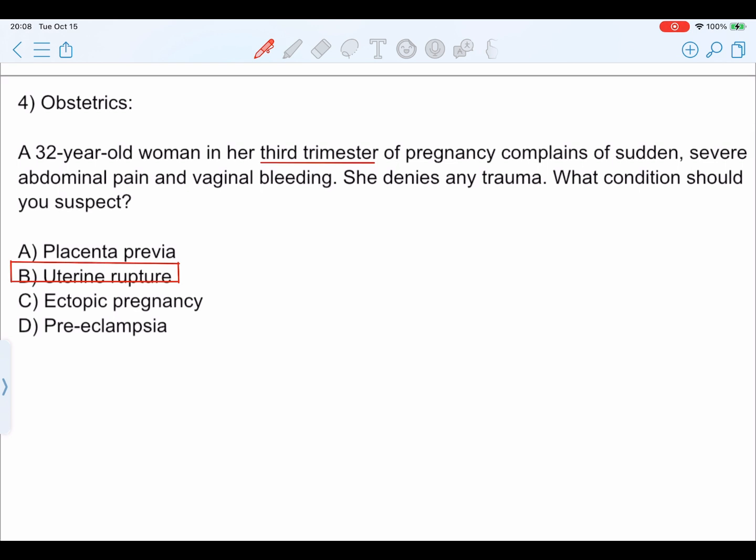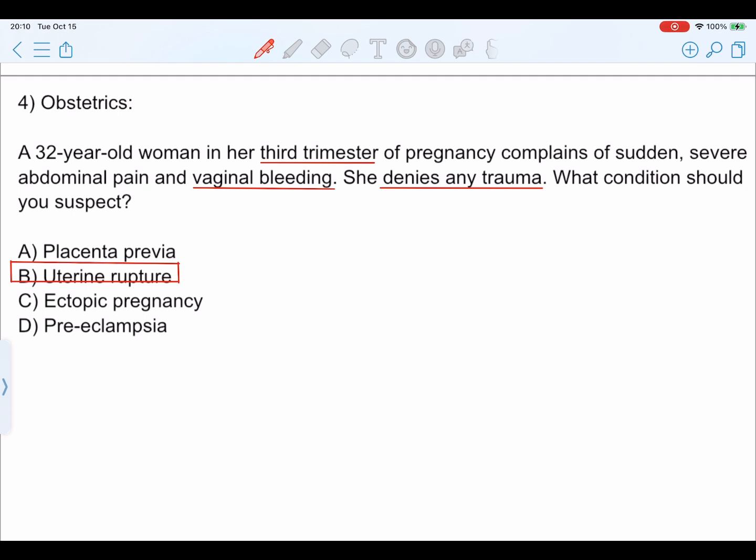Okay. A 32-year-old woman is in her third trimester of pregnancy, complains of a sudden severe abdominal pain and vaginal bleeding. So we can underline this up here. And then she also denies trauma. So the correct answer for this was B. We can talk about why.